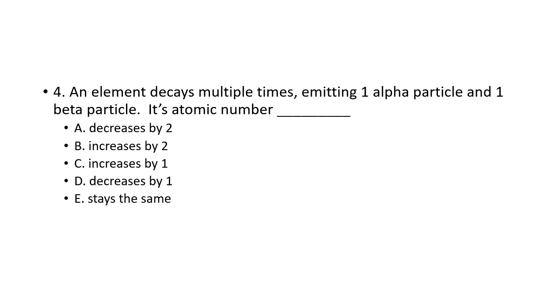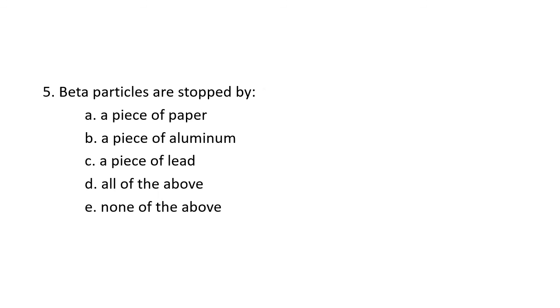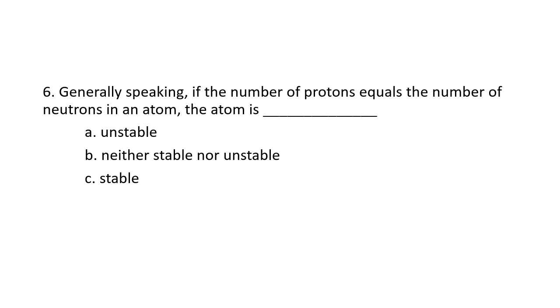Number four, an element decays multiple times, emitting an alpha particle and a beta particle. Its total atomic number will, well, the alpha particle will decrease its atomic number by 2, and the beta particle will increase it by 1, meaning the total is -2 plus 1 equals -1. It decreases by 1. Number 5, beta particles are stopped by aluminum. Number 6, if the number of protons equals the number of neutrons in an atom, the atom is stable. This works for smaller atoms.